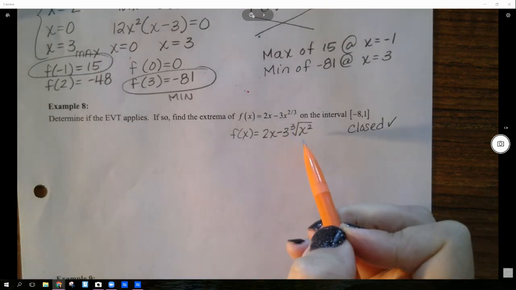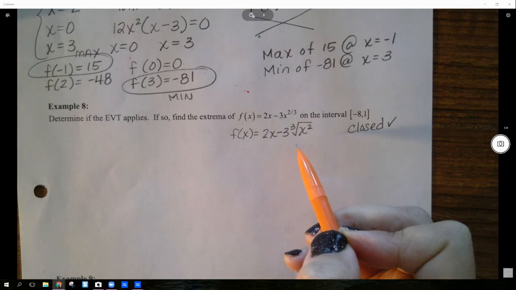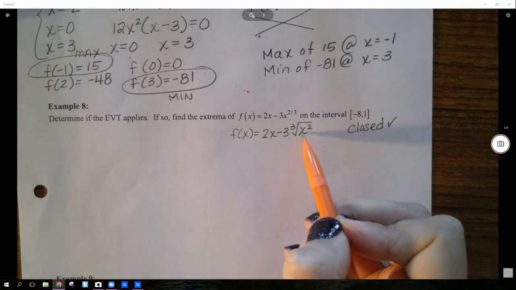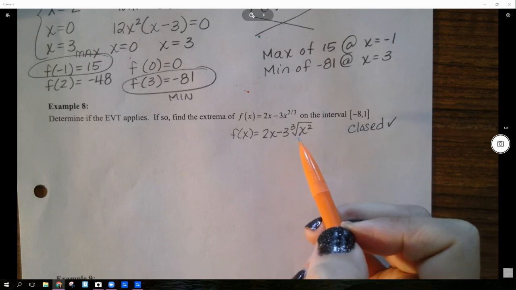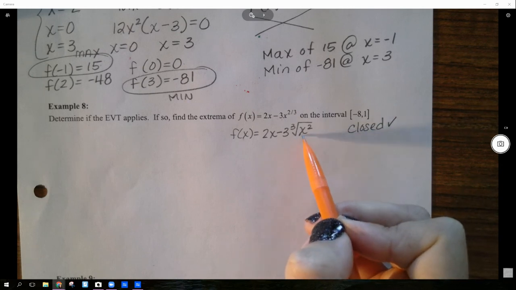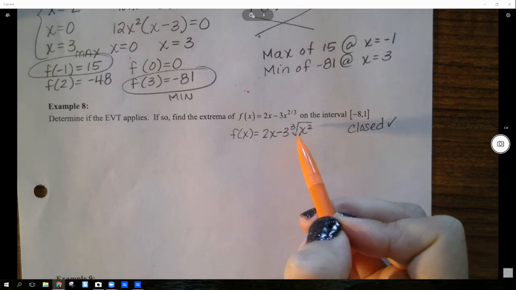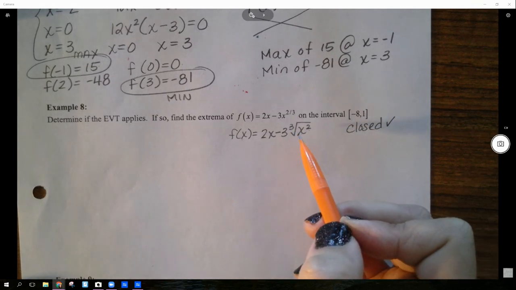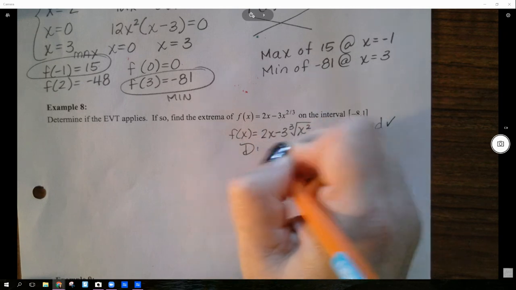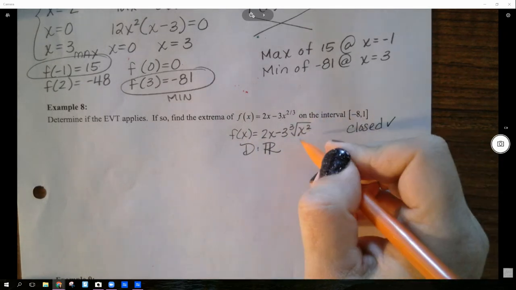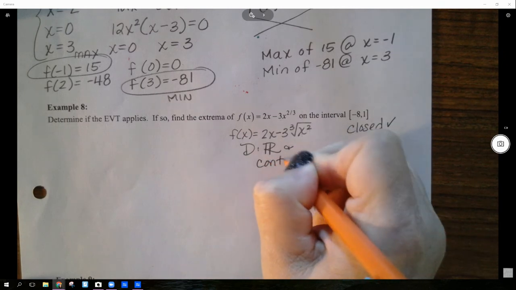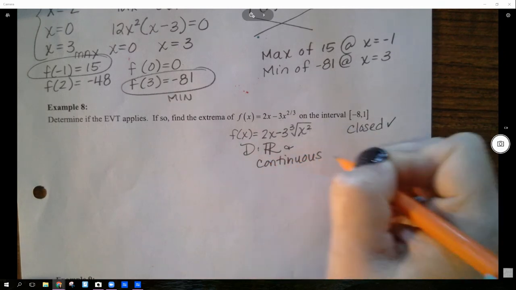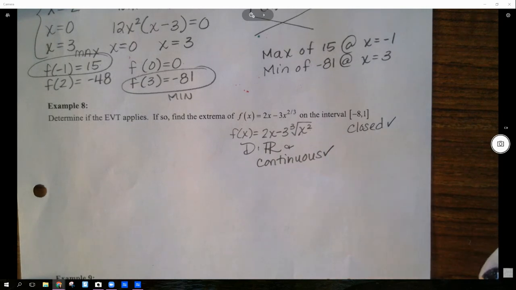So you want to think about, is there any domain restrictions on this? Can I put negative numbers in here? Does 0 work here? I don't have a fraction, so I don't have to worry about that. You can put negative numbers in here because they will turn positive, and a cube root would allow for a negative radicand anyway. So your domain is all real numbers. And this also is continuous. There's no spots where there's going to be a hole or an asymptote or anything like that.